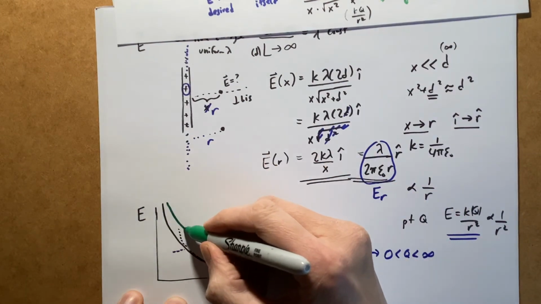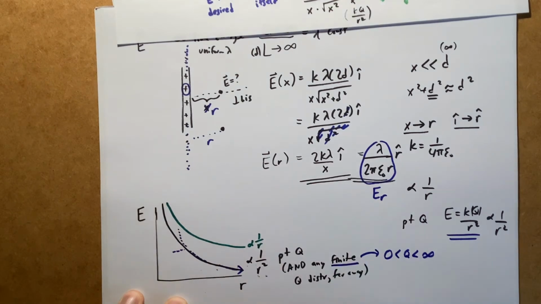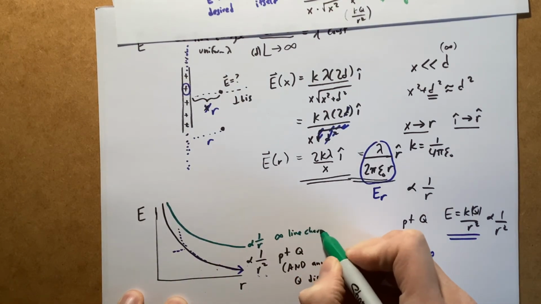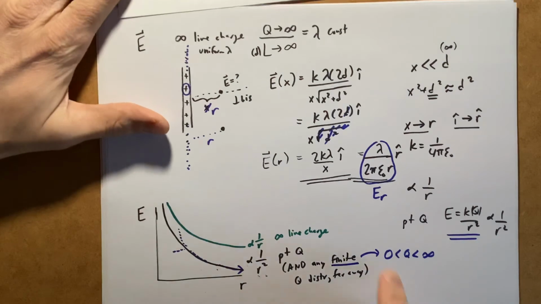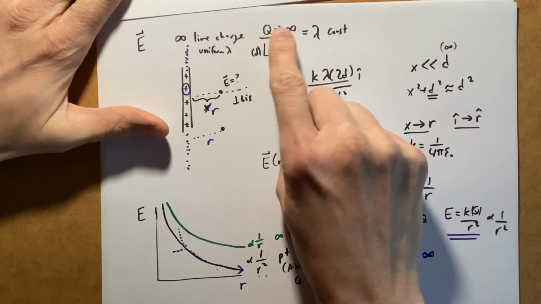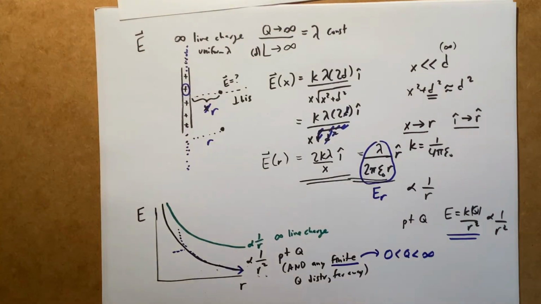So it goes as 1 over r, okay? That is for an infinite line charge. Now, that can go to infinity more slowly because it's not a finite charge distribution. I want to remind you that the charge on this is infinite, okay? It's just distributed along an infinite line as well.